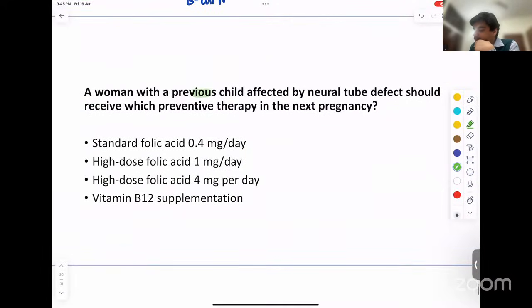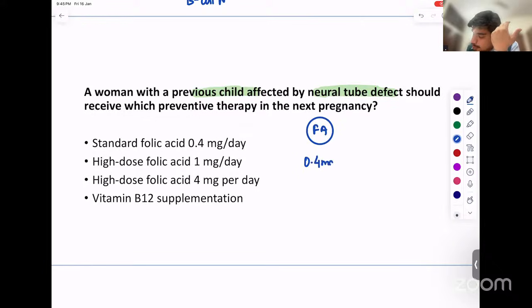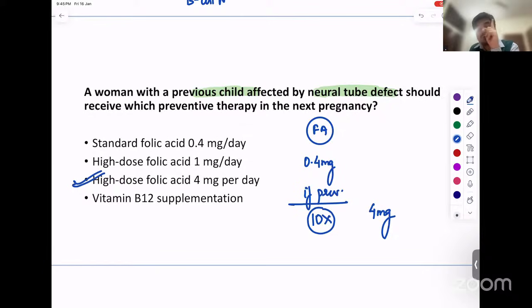A child whose previous child had a neural tube defect. What will you give as preventive therapy? Remember, to prevent neural tube defect, we give folic acid. The normal dose for folic acid is 0.4 mg, started 1 month prior, periconceptionally. But if there is a previous affected pregnancy, the dose becomes 10x, that is 4 mg. So the answer is going to be high dose folic acid, 4 mg per day.